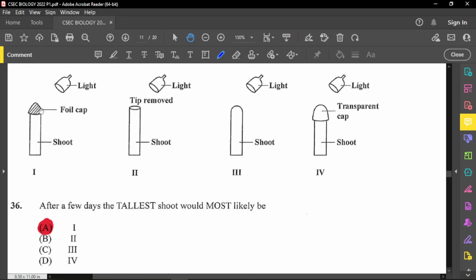And so here you covered this with a foil cap. You remove the tip. This was uncovered. This is transparent. So right off the bat, 3 and 4 will be the same thing because if it's transparent and uncovered, light could pass through it, and so it will have an effect on the auxin. And so the auxin will move to the darker side of the plant, and on the lighter side you have less auxin. If the tip is removed, then no auxin is being produced, and so that will remain at the same height pretty much. And then if you cover it, then auxin is distributed equally through the entire shoot.